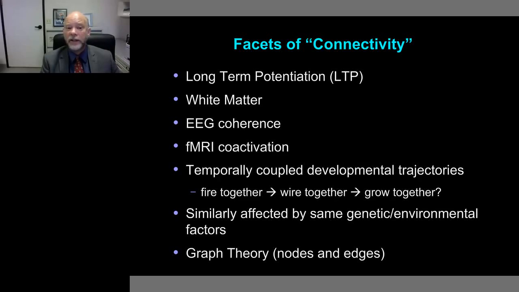EEG coherence is when one part of the brain is electrically active, what other parts are active along with it. And same thing for fMRI activation, functional MRI, which looks at blood flow in the brain. When blood flow is changed in one part of the brain, what other parts of the brain are increasing or decreasing related to that?